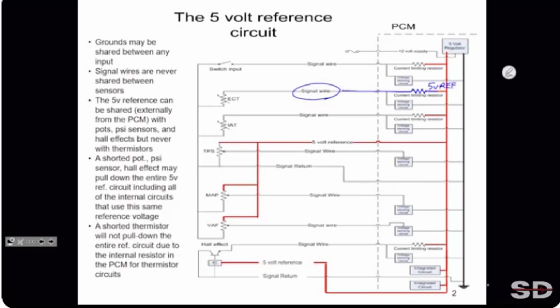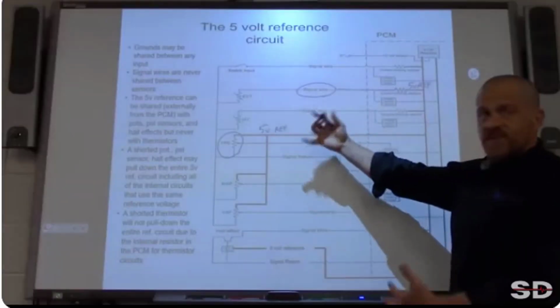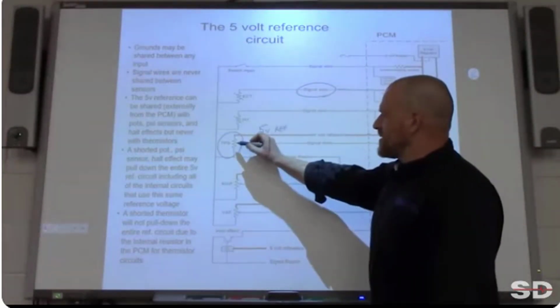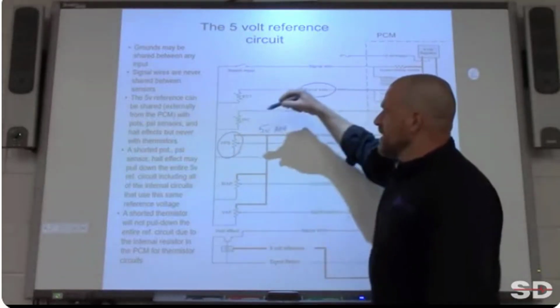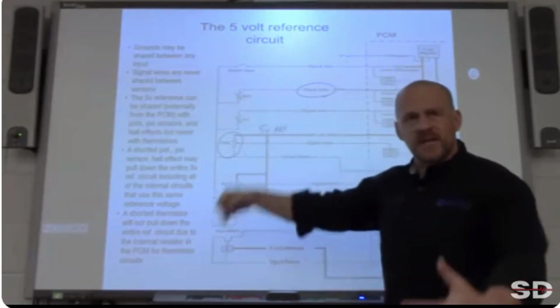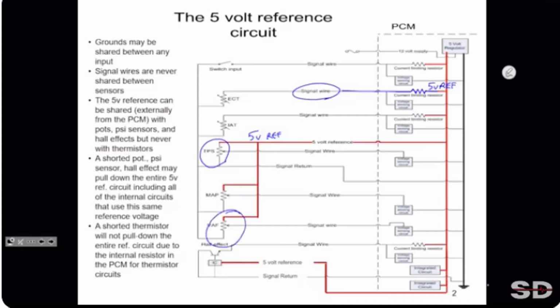My throttle position sensor uses a 5-volt reference circuit, or a potentiometer uses a 5-volt ref. What I'm describing to you is we can't share the reference of a potentiometer with a thermistor. Can we share it with other pressure sensors and other potentiometers? There's my VAF. This is what we're talking about right now, this vane airflow meter. Can I share the reference of the TPS with the reference of the VAF? And the answer is yes.